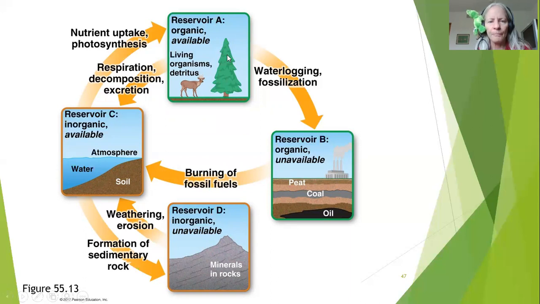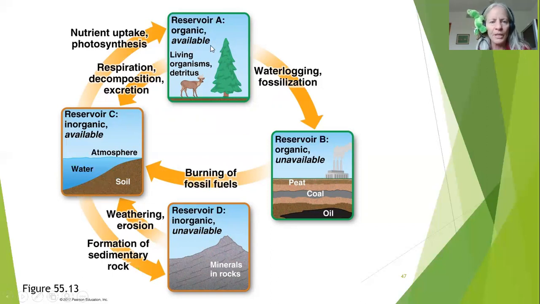So they could move into reservoir C, which is inorganic and available, by either respiration or decomposition or excretion, these processes that living things do that move materials into the air and into the water or into the soil. And in Reservoir C, you would have inorganic materials, but they would still be available for cycling.